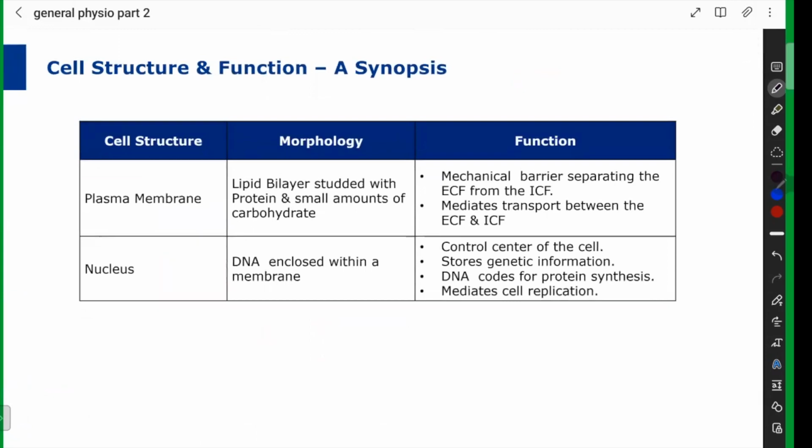Then coming to the cell structure, I'll go one by one. Talking about the plasma membrane. It is a lipid bilayer. You all know that already.